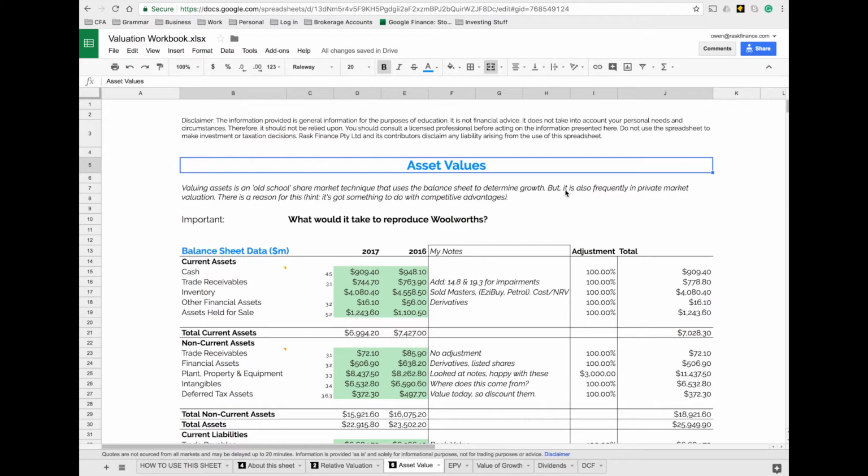Basically, private companies generally don't have competitive advantages like some of the bigger companies listed on stock exchanges. For example, if you were valuing a bakery, your local bakery, chances are that bakery, although it may have some different recipes or some different marketing, it may not have a durable competitive advantage, which enables it to earn superior results to anyone else in the industry.